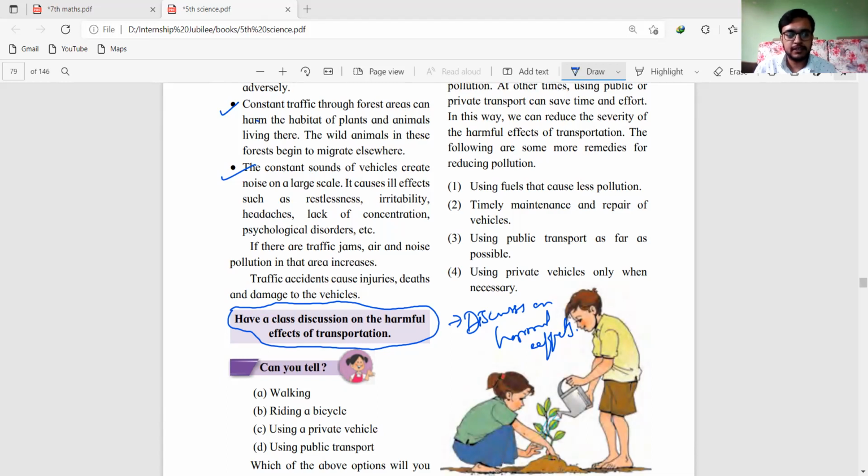Okay, students, have you discussed the harmful effects of transportation? Okay, now tell me one by one. Roll number 5, tell me one harmful effect of transportation. Right. Transportation causes air pollution, noise pollution. Right.